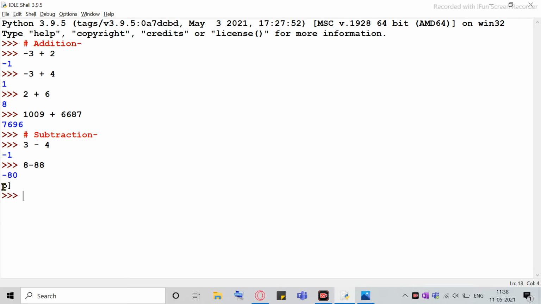I just typed this p and a square bracket by mistake. I don't know how it came, so I'll just do this again for you. 8 minus 88 is -80, and then we've got 60 minus 7, we've got 53. So this is subtraction. Now let's go to multiplication.